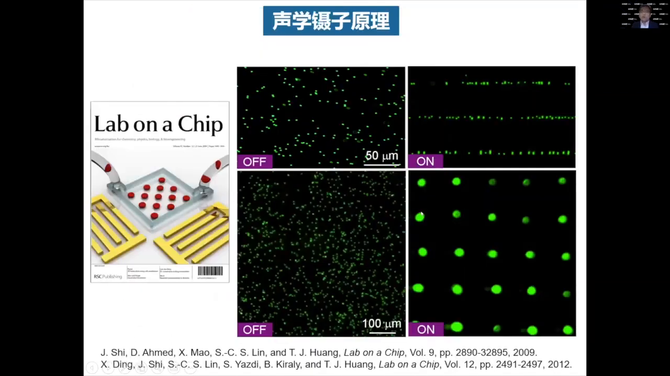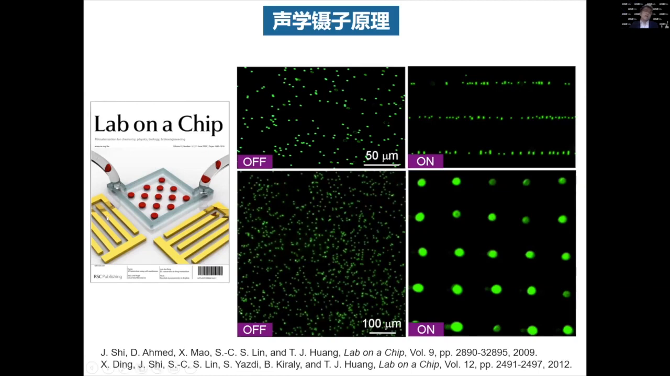Because our acoustic tweezers have many different mechanisms, in today's talk I will not talk too much about mechanism. I will mainly talk about applications, what these acoustic tweezers can do. I will just use one slide, a very simple slide with no equations, to talk about one of the simplest mechanisms.